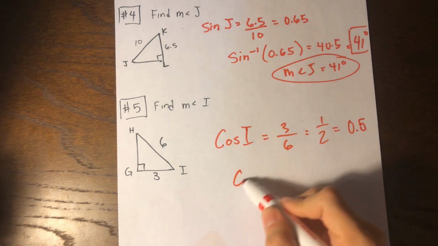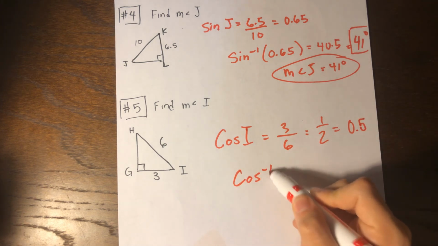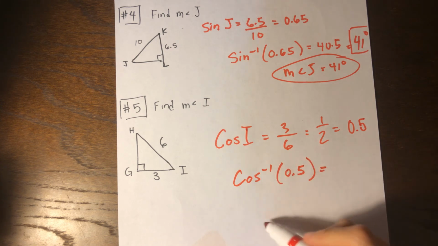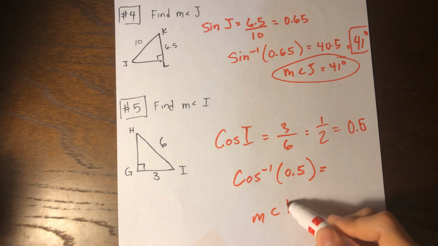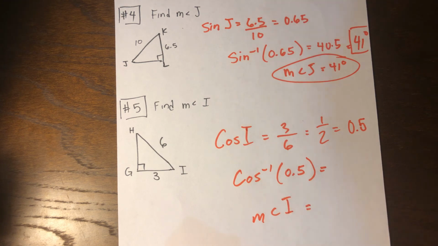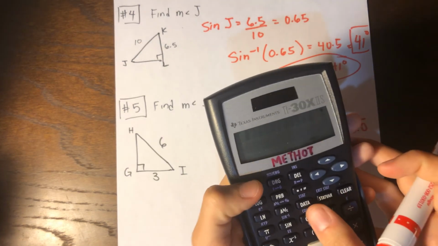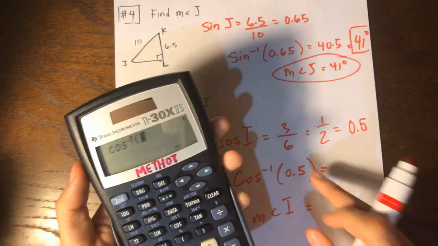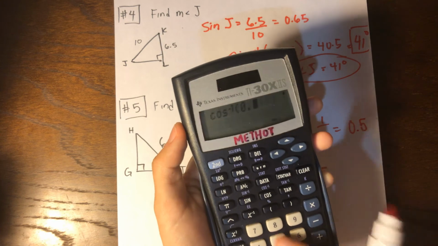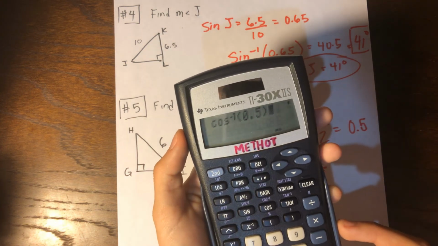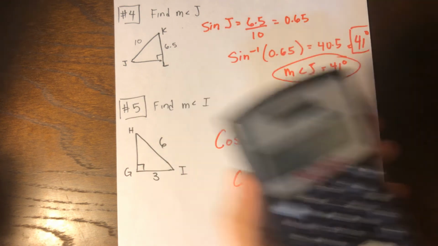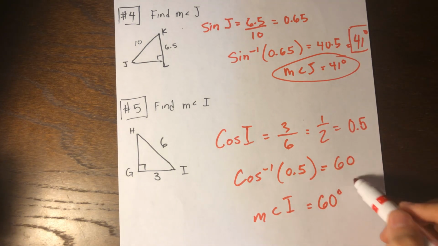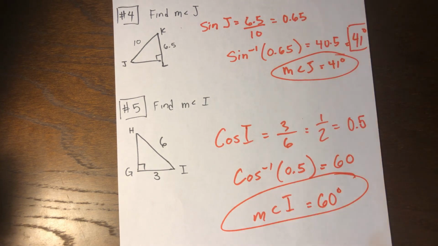Now I'm using the inverse of cosine. I'm going to plug in 0.5 to find the measure of angle I. So you hit second and cosine, negative 1, and then we're putting 0.5. Hit equal, and it says 60. So this is 60 degrees. The measure of angle I is 60 degrees.